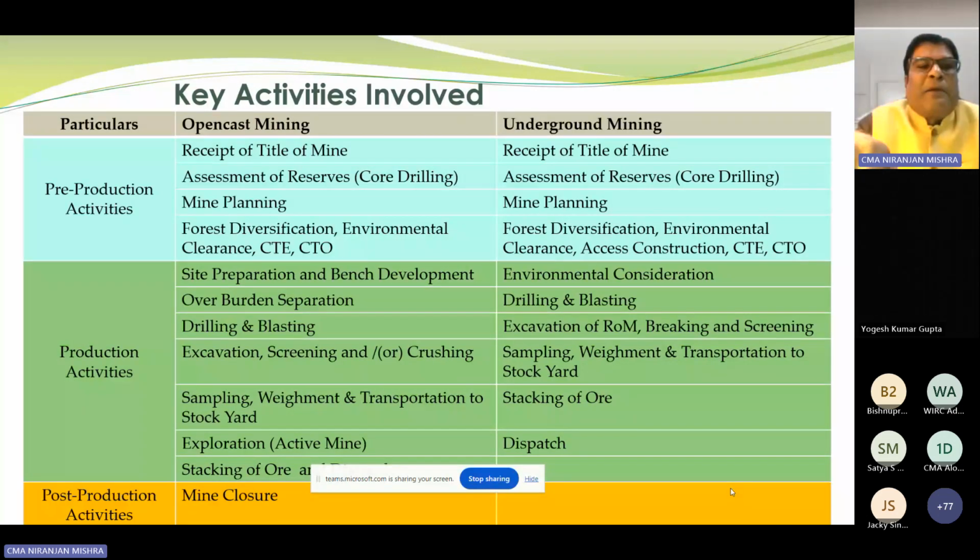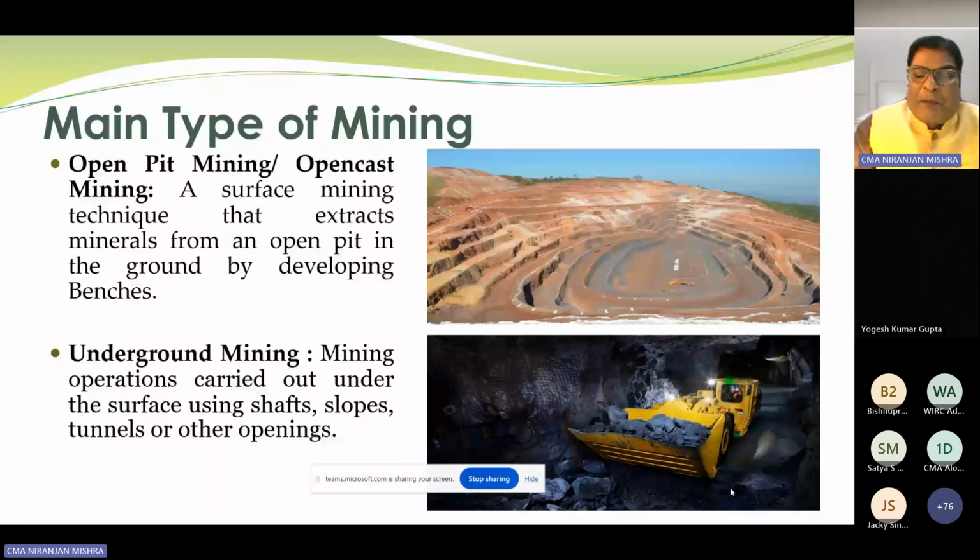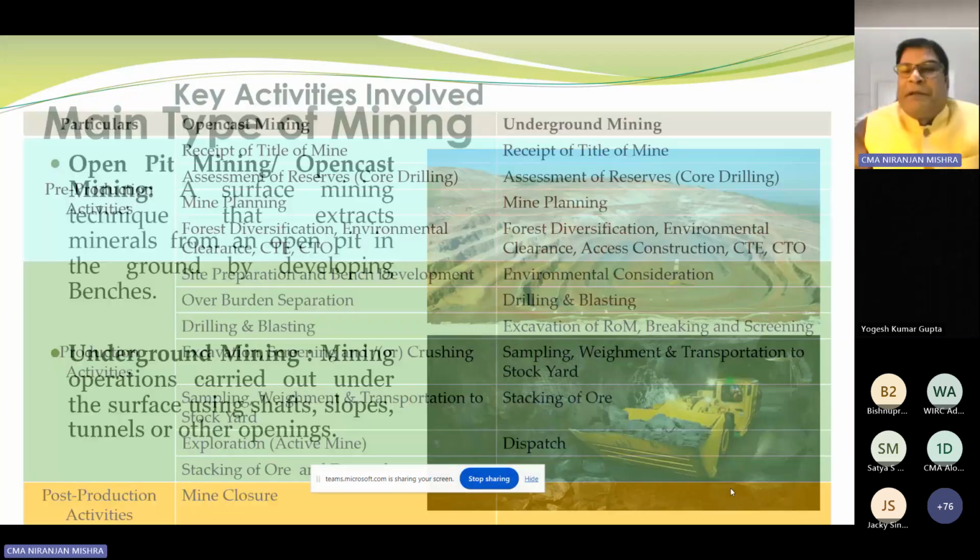If you compare the pre-production activity for open cast mining and underground mining, there is a slight change. After the fourth point, forest diversification and environmental clearance, there is another point: access construction. As seen in the previous slide, once it is established that there is ore available at this level, the company first has to construct the access to the mining bench, like a shaft or slopes, tunnel, or other opening. Then they have to apply for CTE.